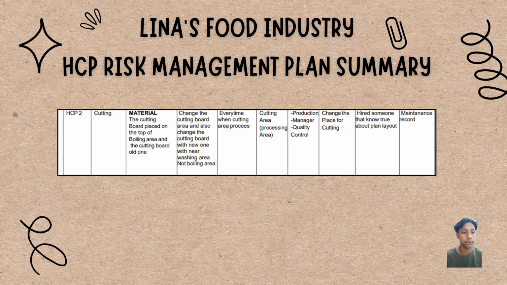So this is our Linux for Industry halal control point risk management plan summary. So we use cutting, HCP number 2, that means cutting, and the material is the cutting board placed on the top of the boiling area, and the cutting board is an old one.